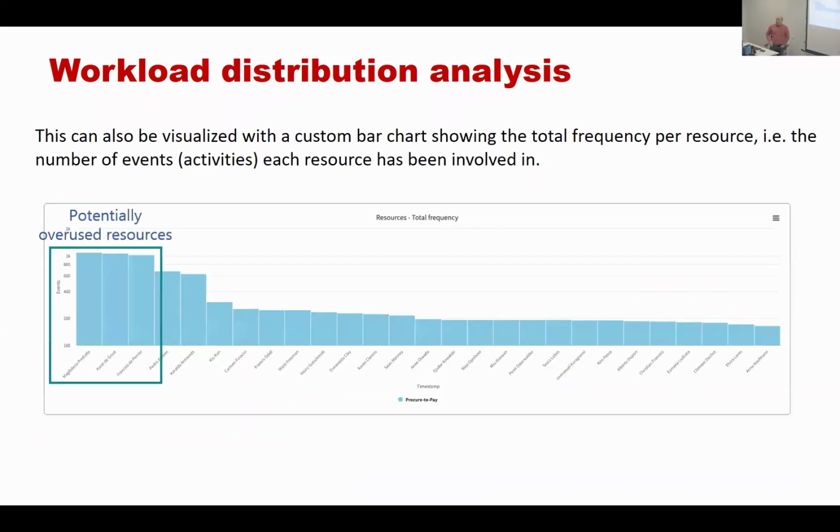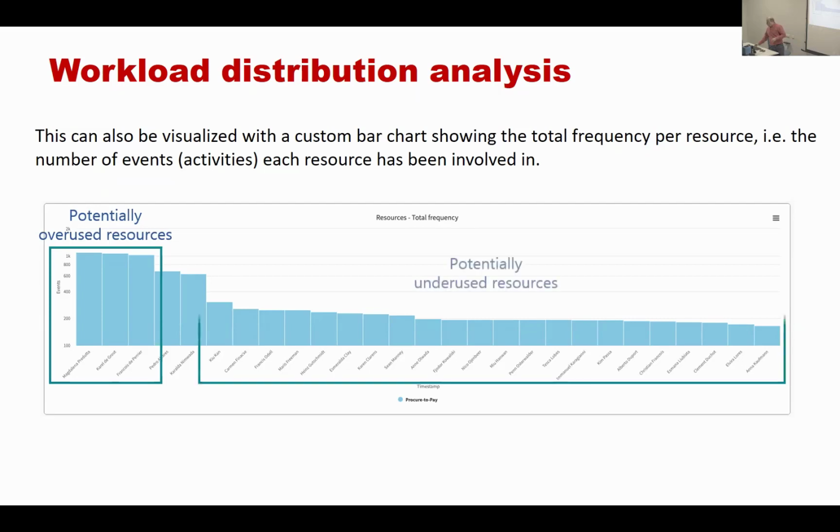So for example, we just saw that in the dashboard plugin, you can see this type of chart where for every resource, you get an idea of how much time they are spending in the process. And of course, the ones that are on the left-hand side are the overused resources, whereas those on the right-hand side are potentially the underused resources.